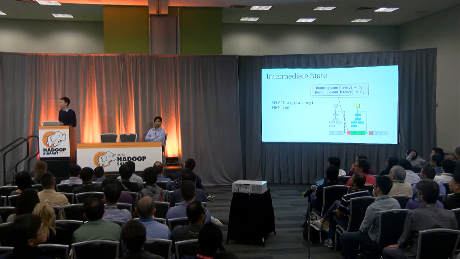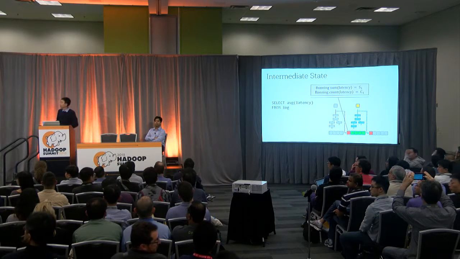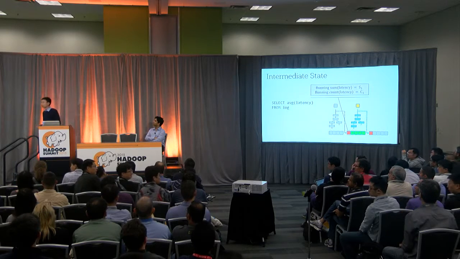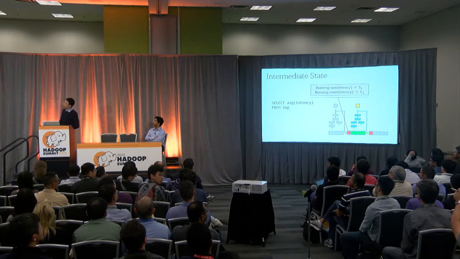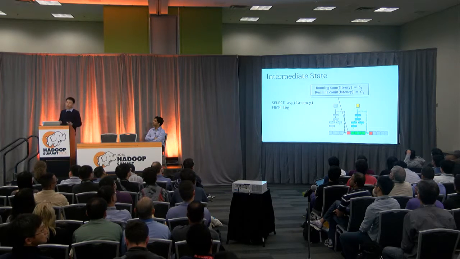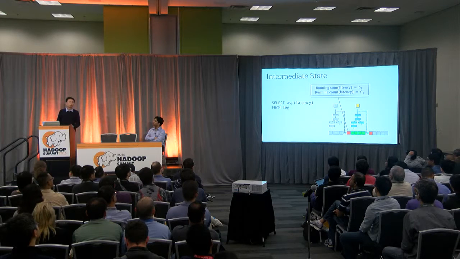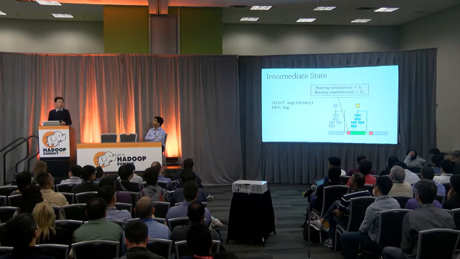I will give you a brief intuition about what an intermediate state could look like. For example, let's pick this simple aggregate query. Here the intermediate state is very straightforward. You only need to keep the running sum and the running count of the latency column, and then you can always compute the running average from this intermediate state.